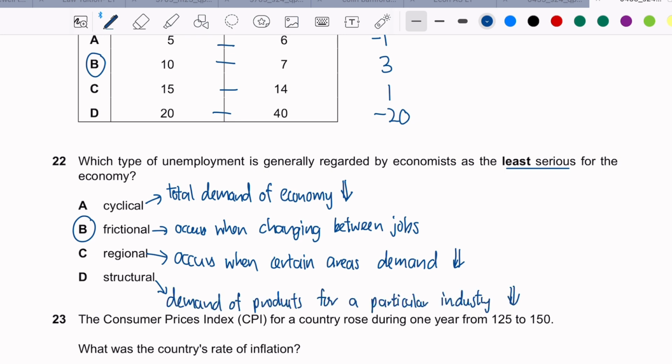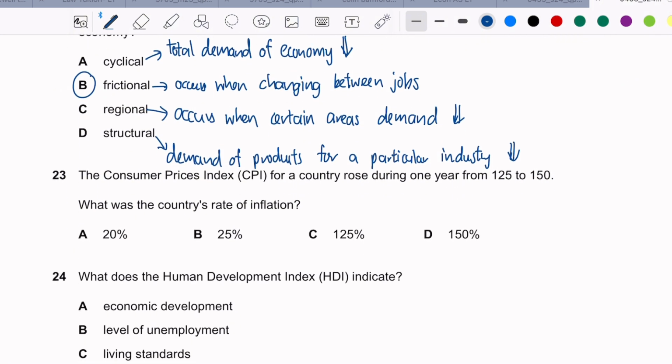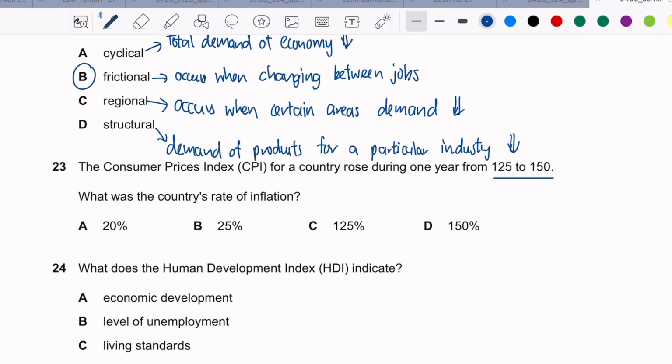Moving on, the CPI for a country rose during 1 year from 125 to 150. What was the country's rate of inflation? You use the new CPI minus the old CPI divided by the old CPI. So you would get 20%. So we know that the rate of inflation is 20%, A.